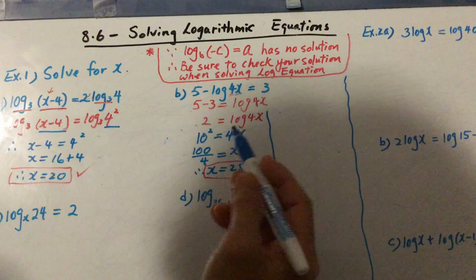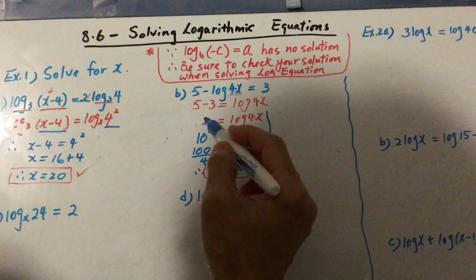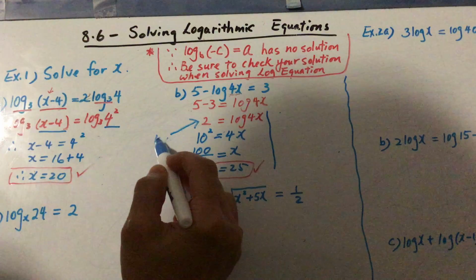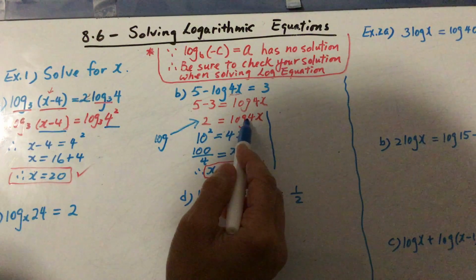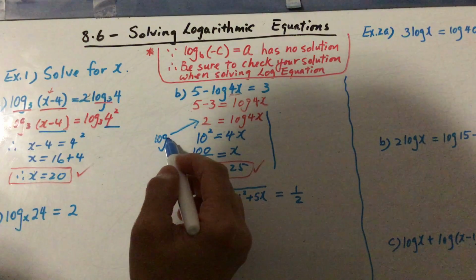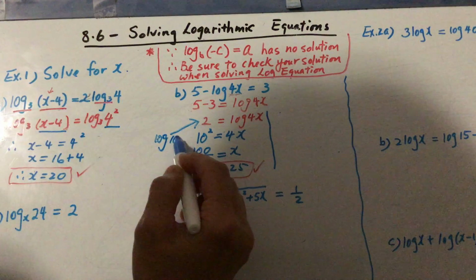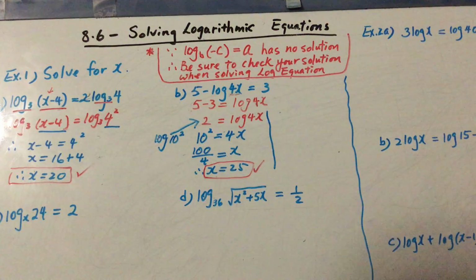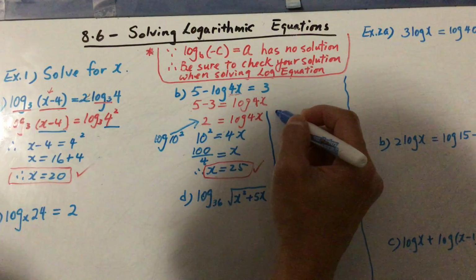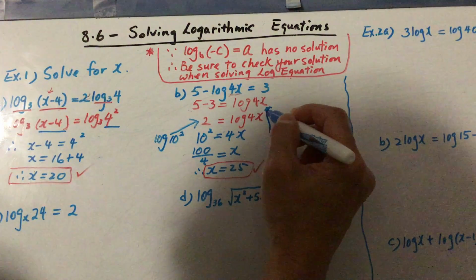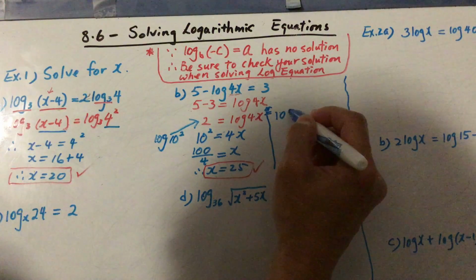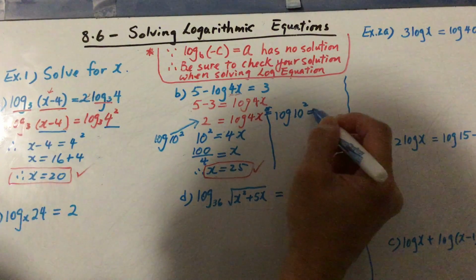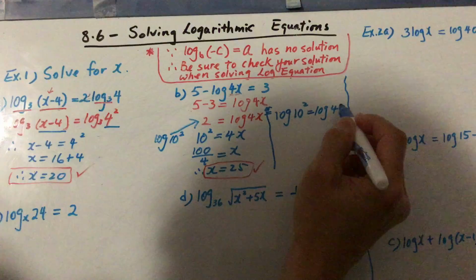Well, then just think about if I'm going to make this into a log. If this one is base 10, then this one has to be base 10. If I have 10 to the exponent of 2, doesn't that equal 2? So the other method that I was going to show you is that I'm going to change the 2 to equal log base 10 of 100, so I can write it as log 4x.